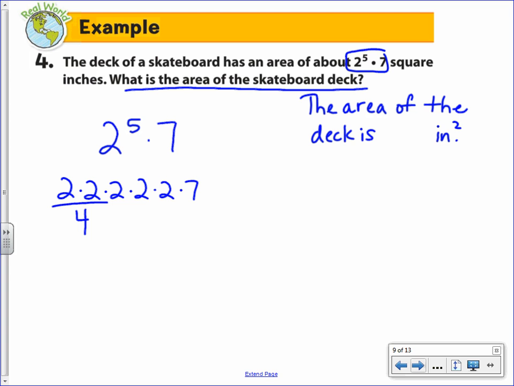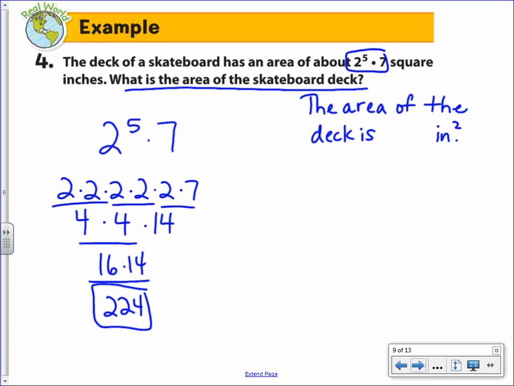2 times 2 is 4. No calculator. 2 times 2 is 4. No calculator. 4 times 7 is 28. Next step is 16 times 14. Now I'll let you grab a calculator. 16 times 14 would be 224. So the area of the deck is 224 inches squared.